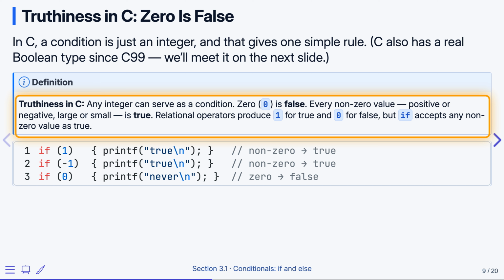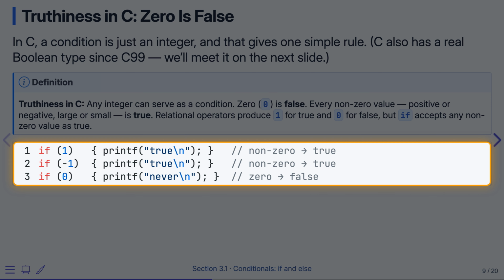The relational operators like greater than and double equals produce 1 for true and 0 for false. But if accepts any non-zero value as true. Look at the examples. If 1 is true, if negative 1 is true, if 0 is false, so that block never runs. This is why you might see C code that writes if count instead of if count is not equal to 0. They mean the same thing.